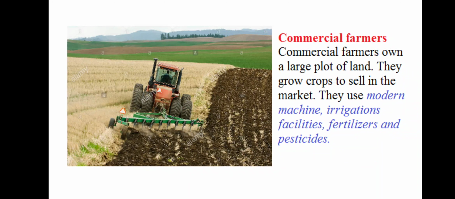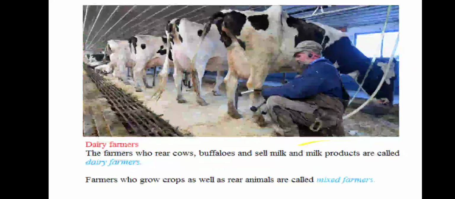These commercial farmers have large plots of land, very big lands, and they use modern machines like tractors to plow the land. Then they use other machines to sow the seed, and other machines to spread the fertilizers and spray pesticides. They have enough money to grow crops, and once the crop is grown, they sell it in the market. So these types of farmers are called commercial farmers.